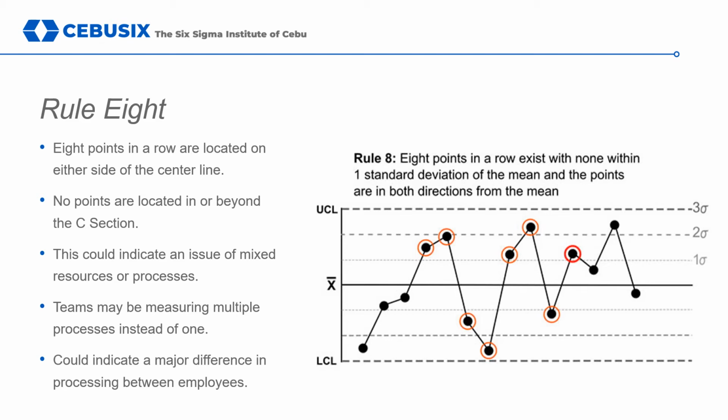Now, if you take a look at the chart, you will see that the 4th and 5th data points extend well beyond one standard deviation above the X bar line. The 6th and 7th extend below one standard deviation, then the 8th and 9th extend above, with the 10th below and the 11th above.